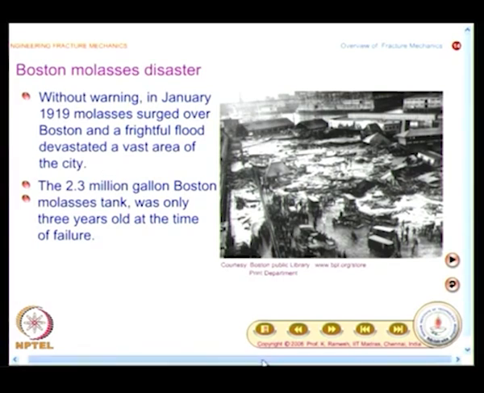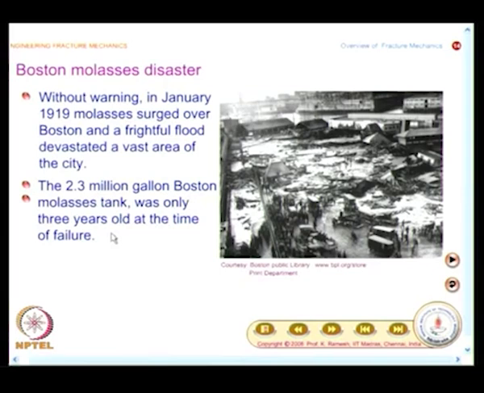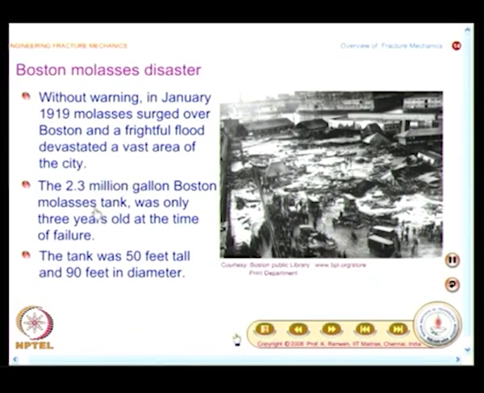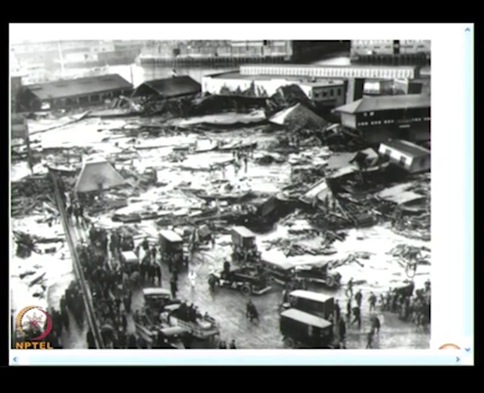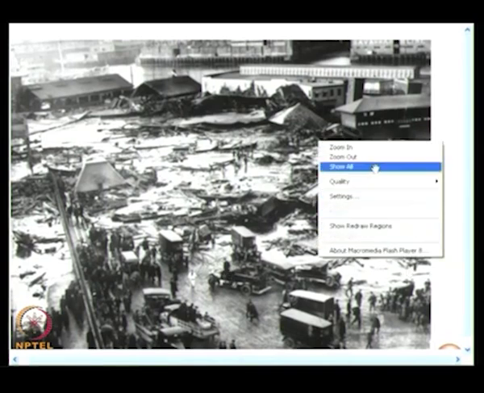You can imagine, a tsunami comes and sea water engulfs the country. We hear of such disasters, and there have also been volcanoes which totally submerge cities. All those disasters have happened, but in Boston, very unusually, you see a flood of molasses affecting the city. You had a 2.3 million gallon Boston molasses tank, which was only 3 years old at the time of failure. This is the pity. Normally, when you design structures, you want them to last 50 to 60 years, and you do not expect a failure in just 3 years. And the tank was very huge, 50 feet tall and 90 feet in diameter, just to give you a size. This also gives you an idea of the kind of devastation that occurred. This figure is courtesy of the Boston Library.